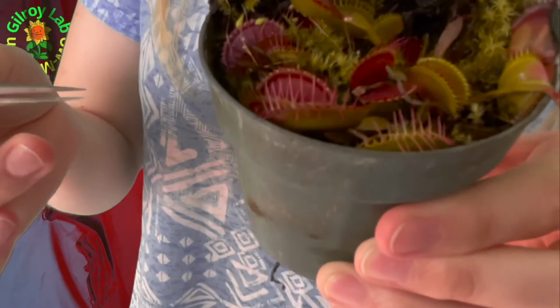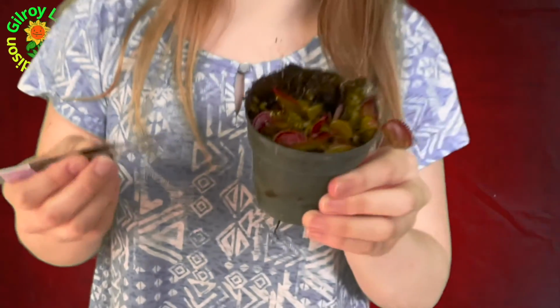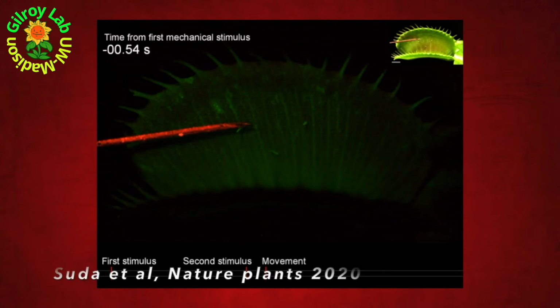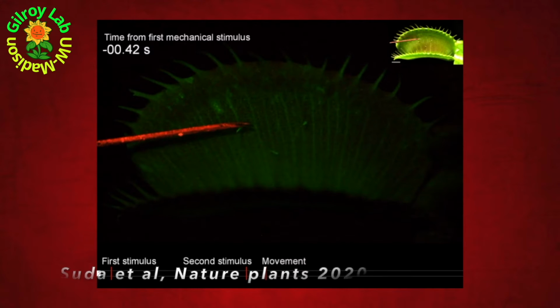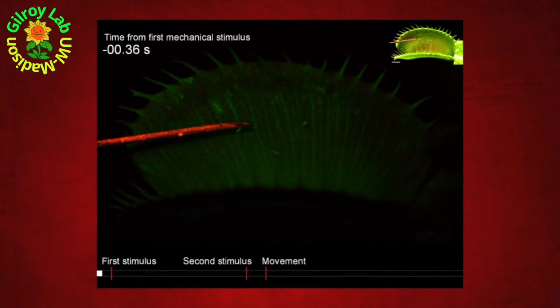You can see how quickly they close after feeling that second stimulus. So if we take a look at the calcium waves using our fluorescent sensor, we can see it light up. It's super cool. Let's check it out. Here we have our Venus flytrap that has that same fluorescent sensor as our Arabidopsis. So when we see a calcium wave in our Venus flytrap, it's going to light up bright green.